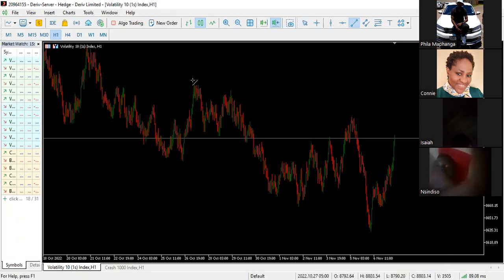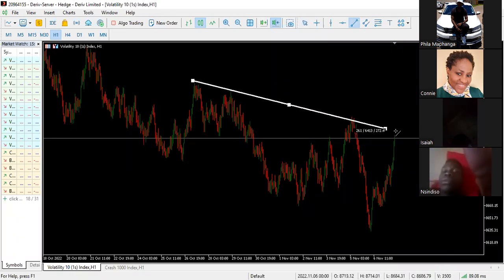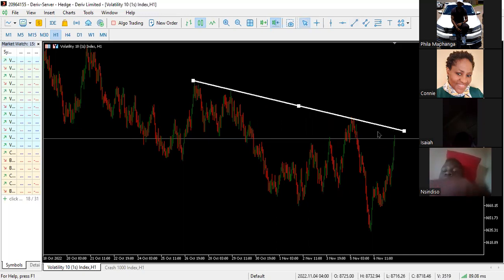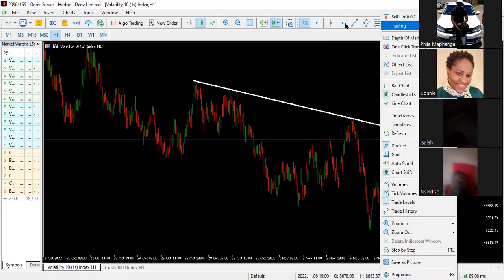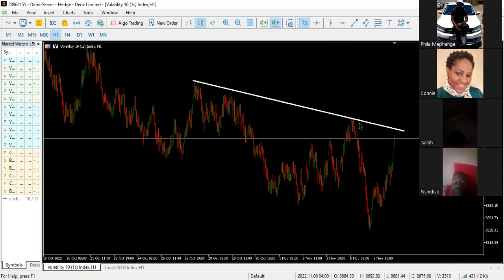Here's our first trend line. As you can see, I'm patiently waiting for the price to get here, then I'm going to sell. And then I'll show you the results later. I'll just wait for the price to get to this point. As soon as the price gets to my point, I'm going to sell. I'll put my stop loss above, but I'll show you how to place a stop loss when you are using trend lines.